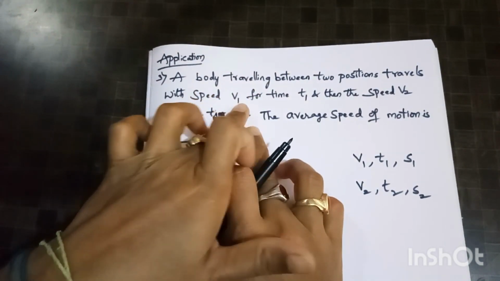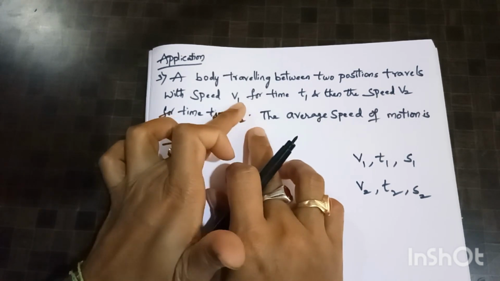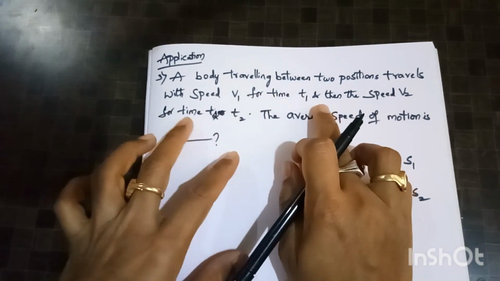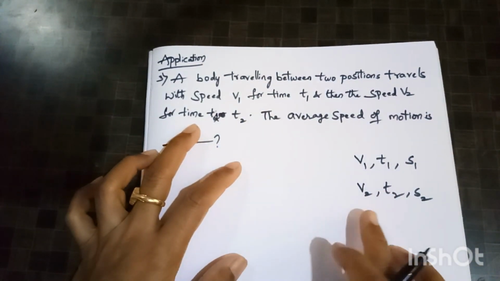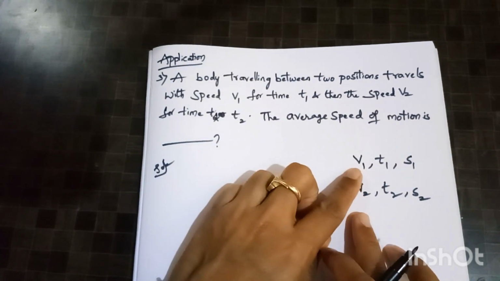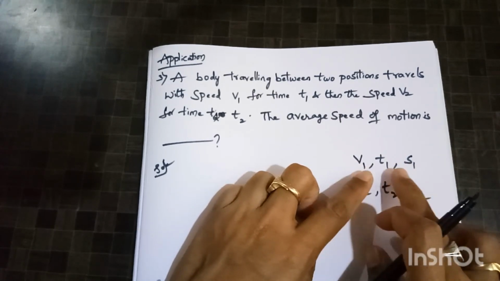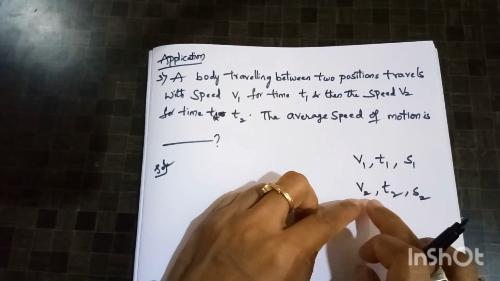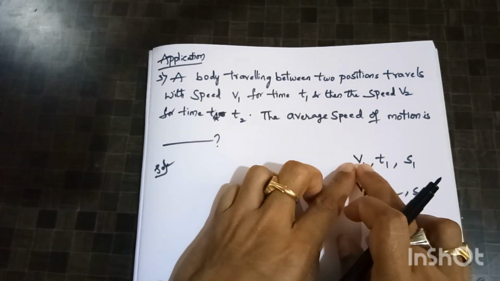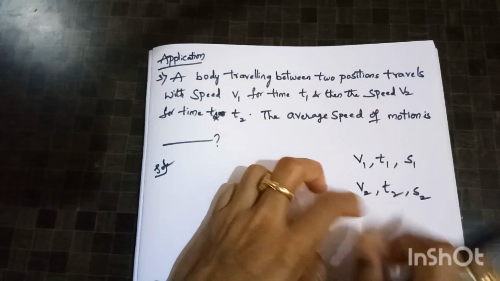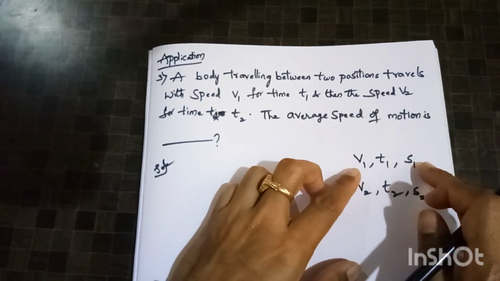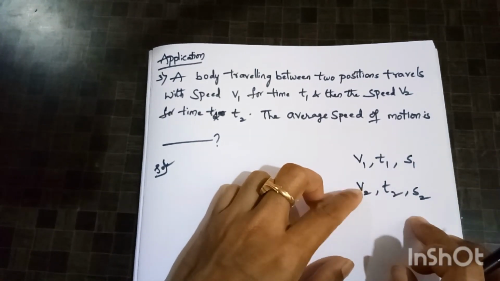What I said means the terms what he has given, the answer should be in the form of the same terms. So he has given v1 t1 and v2 t2, so the answer should be in the form of v1 t1 and v2 t2. So a body is traveling between two positions, that is speed v1 and the time is t1, and the same body is traveling with a speed v2 for the time t2. So here the speeds and times are different for a body. So I am considering a different distance, that is s1 for v1 t1 and s2 for v2 t2.